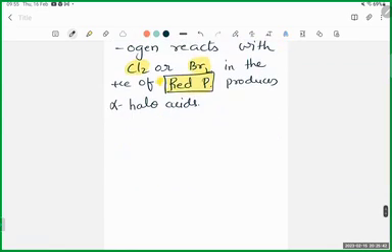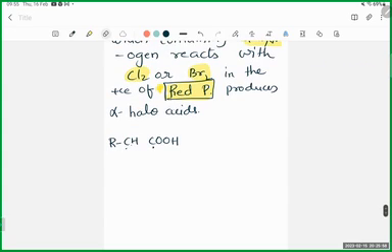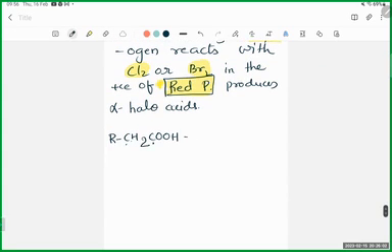Is this clear? Let's see the reaction over here. RCH2COOH is taken. How is this identified? Because after the carboxylic acid comes the alpha carbon. So the alpha carbon has the alpha hydrogen over here, isn't it? Hridaya, are you able to understand? Yes, ma'am.